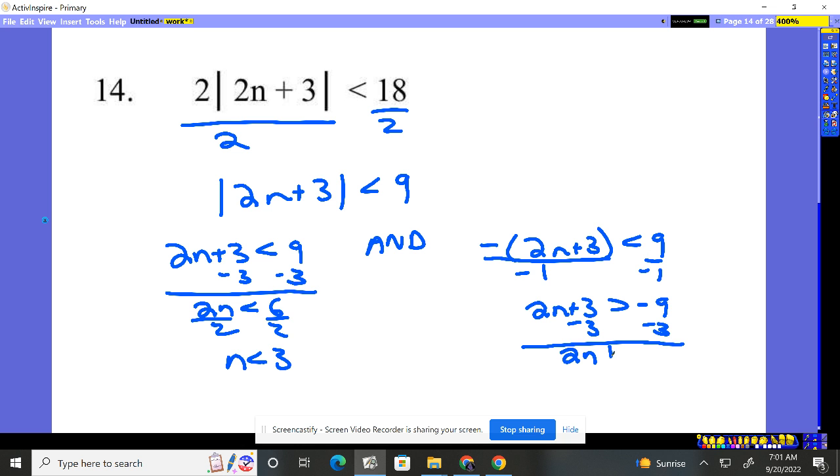Okay, so my marker's not working, sorry. -n minus 3 less than -12, divide by 2, divided by +2, so nothing flips. So it's n is greater than -6. So we have n is less than 3 and n is bigger than -6. That means n is between the two numbers.